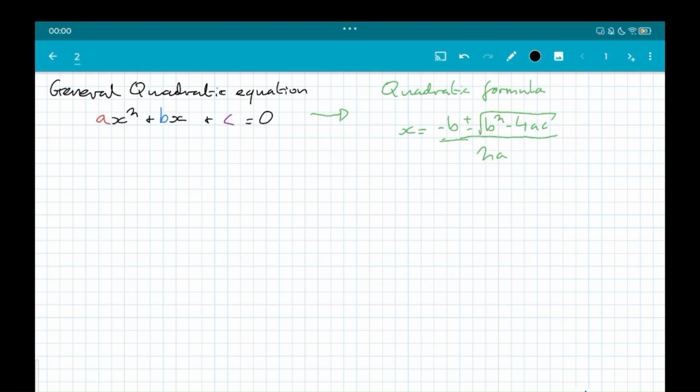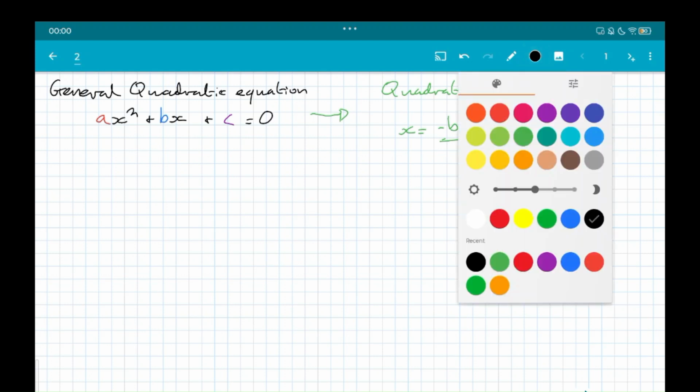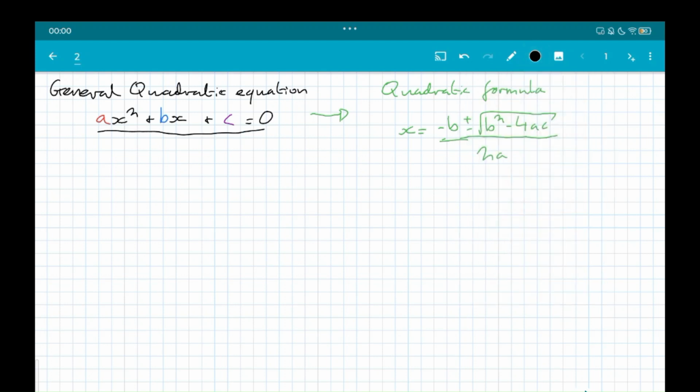Hello everyone, in today's video we're going to be proving the quadratic formula. So, this is the general quadratic equation. a is any number, any constant, same with b and c. ax squared plus bx plus c is equal to 0. And we know that for any equation of this form, we can use this quadratic formula here to solve for x.